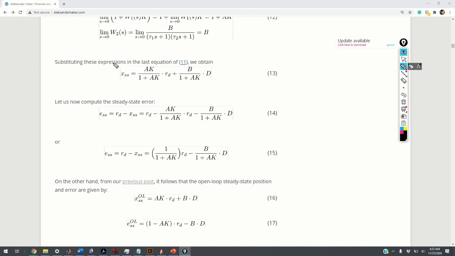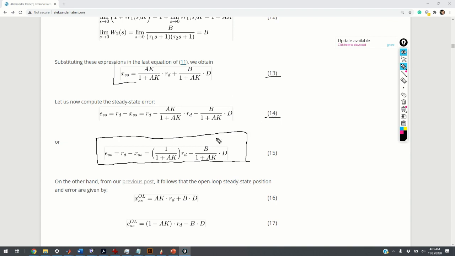Besides equation 13, there is another equation, equation 15, that tells us the steady state error as a function of the control gain K. This steady state error is obtained from equation 13 using equation 14. And from here we can obtain the expression for the error. So let us analyze these two equations.